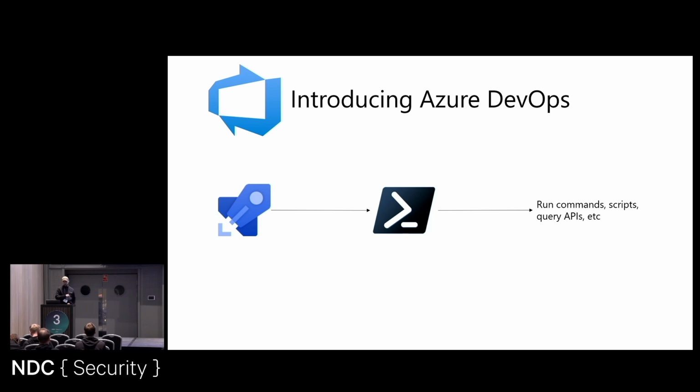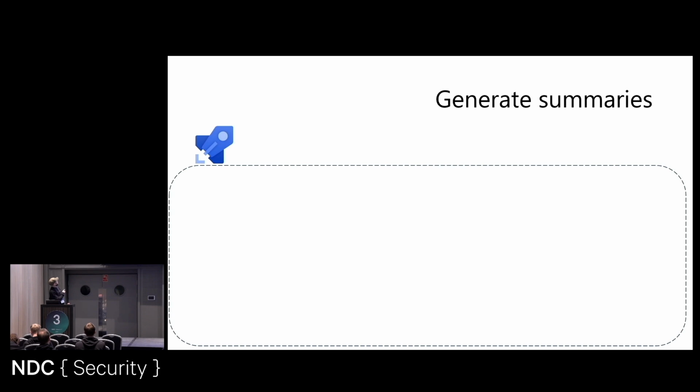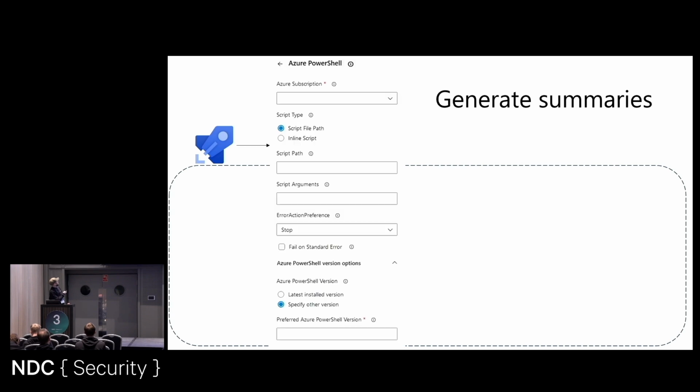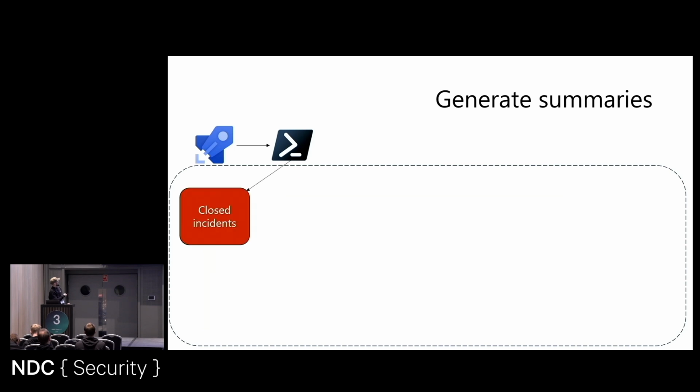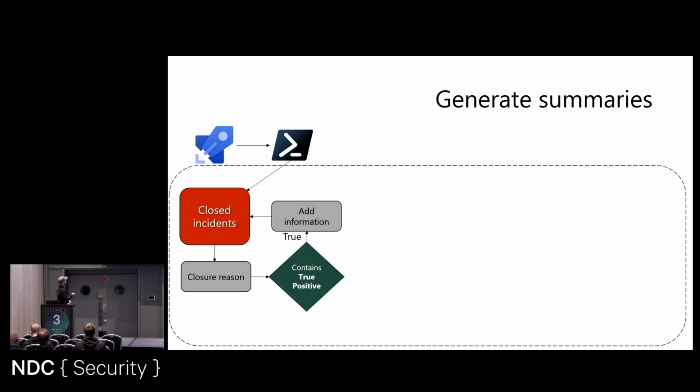But I can say if I want to generate a summary for all of my Sentinels instead of just one-on-one incident. So I can have a pipeline that runs PowerShell, and I can point it to all the different workspaces I have, and I can say I want to look at all the closed incidents the last 30 days, which are a true positive, which means it was an actual security incident. I want to take this information, add it to a variable, and then generate a summary based on that.